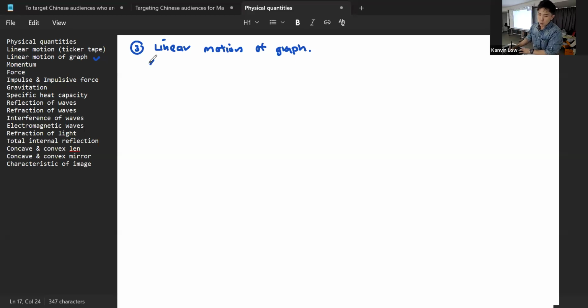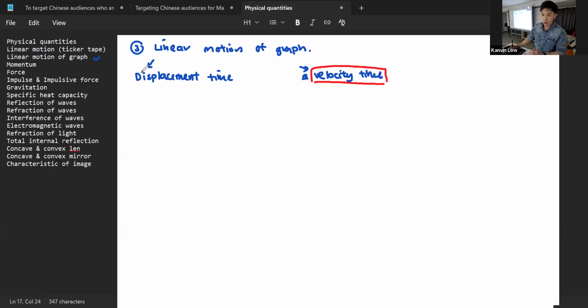Okay, guys, there are 2 types of graph. One of them is displacement time. Okay. And another one is velocity time. Okay. So which one do they love to ask? Usually, based on my experience, they love to ask velocity time. Love it. Okay, but I cannot confirm to you guys which questions will be coming up because they sometimes will come up with the displacement time as well.